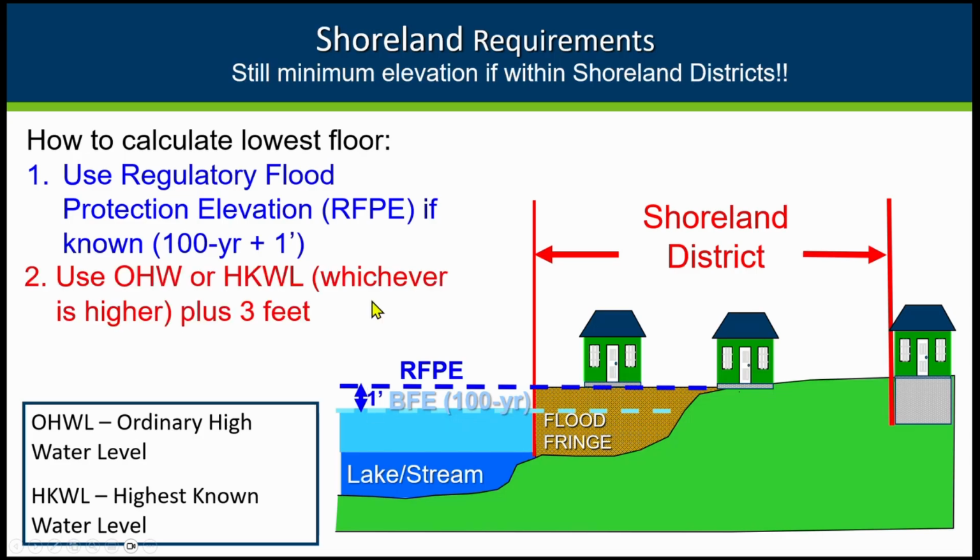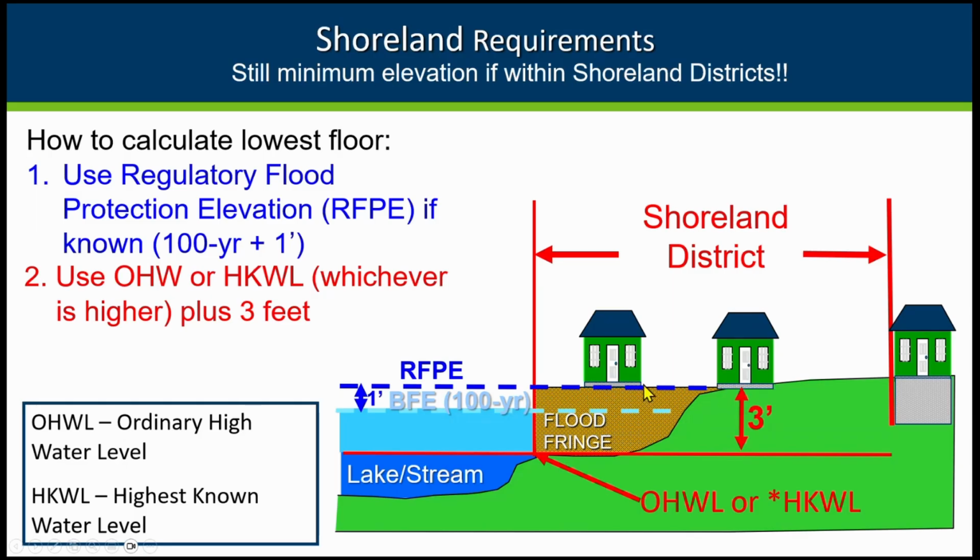If you don't have that flood elevation, we're going to take the ordinary high or highest known water level, whichever's higher, and that is readily available. If we don't have an ordinary high established, you'll reach out to your area hydrologist to get at least an estimate, or if an official one's needed, they'll work with our surveyors to get that calculated. But you use that ordinary high or highest known, whichever's higher, and we add 3 feet. And that is our lowest floor requirement.